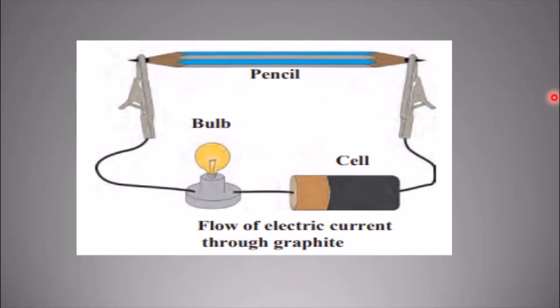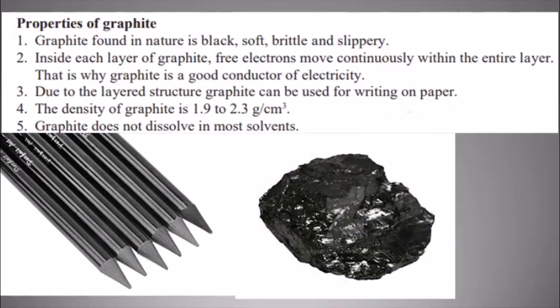So from this experiment we have concluded that as lead is a good conductor of electricity, that means it is also having graphite in it. So graphite is also a good conductor of electricity. Now let us look at the properties of the graphite. One thing we have already concluded from the earlier experiment, that graphite is a good conductor of electricity.